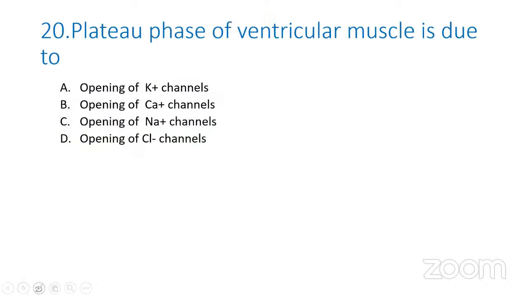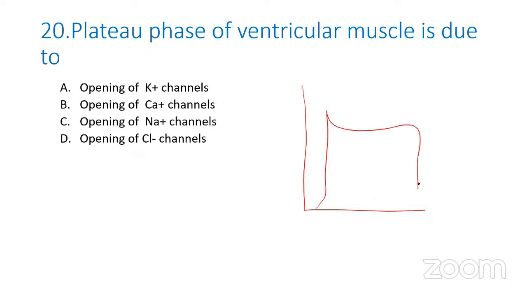Plateau phase of ventricular muscle is due to. So this is an action potential of ventricular muscle. When we draw an action potential, there is a plateau phase, phase 2. This is 0, 1, 2, 3, 4. There are 5 phases. Phase 0 is a fast depolarization.